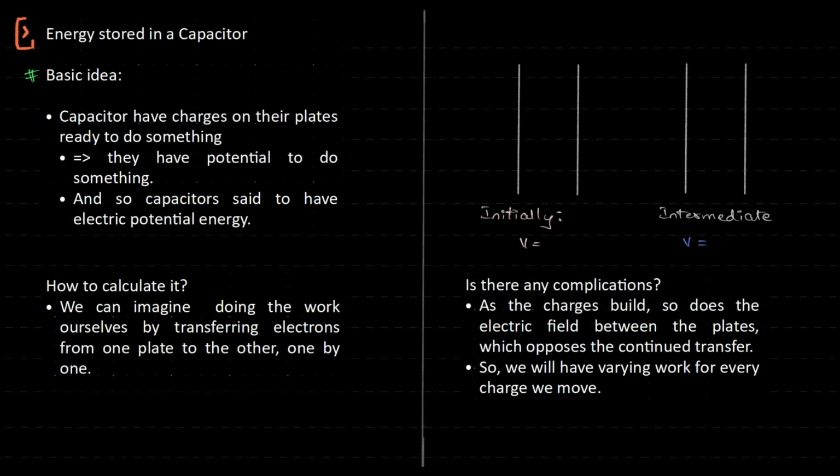So we're looking at deriving the energy stored in a capacitor. The basic idea is that a capacitor is a simple setup wherein we have charges that are accumulated on two plates. Obviously these charges will push each other. Given opportunity, they will flow. When they flow, they are able to do some work, and so they have energy. They have the potential to do some work.